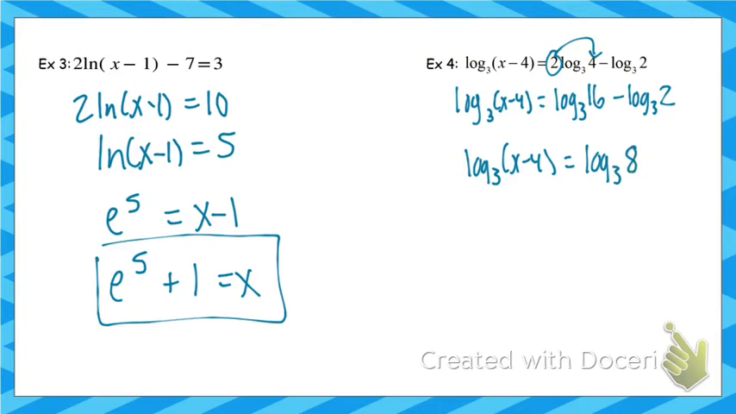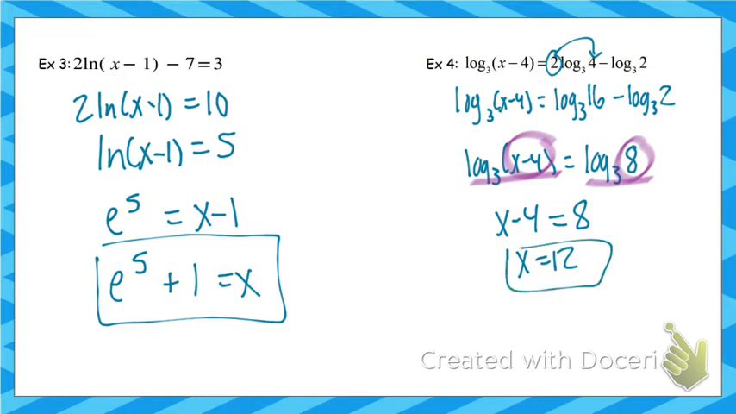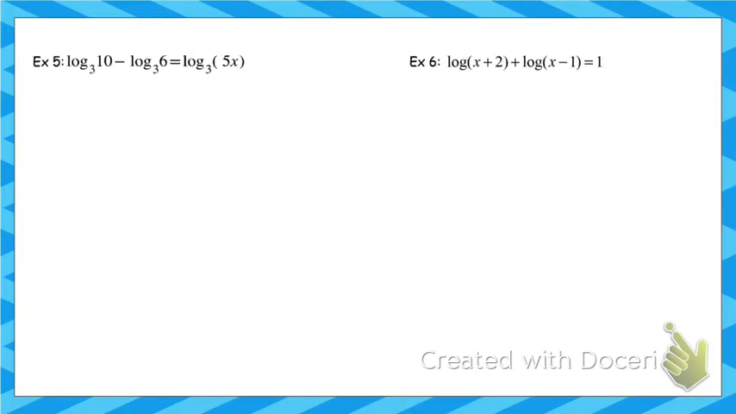Now, at this point, this is a little bit of a different equation. We have a log of base 3 equal to a log of base 3. Well, the only way these two things can be the same is if the arguments are the same. So what we do at this point is just take the arguments and set them equal to each other. And we get our answer. So the other type of log equation, well, I guess we'll get to that one in a second. Let me go ahead and do 5 first.